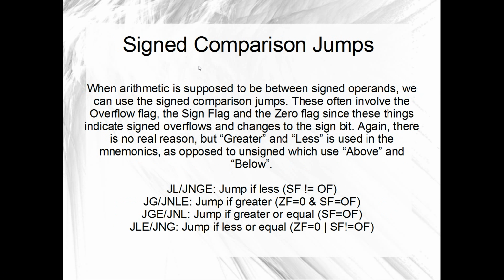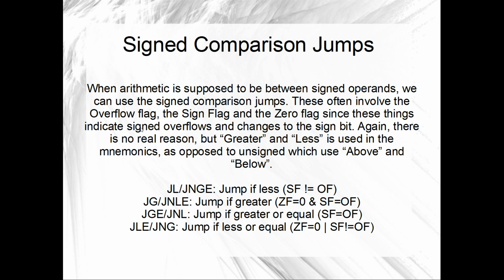Anyway, along with unsigned comparisons, you're probably not surprised to know that we can also do signed comparison jumps. When arithmetic is supposed to be signed, we tend to use these signed comparison jumps, and these often involve the overflow flag and the signed flag and the zero flag. The overflow flag and the signed flag are really just for signed data.